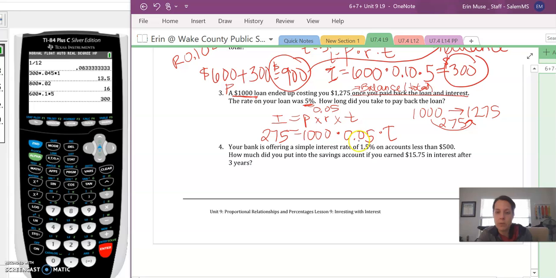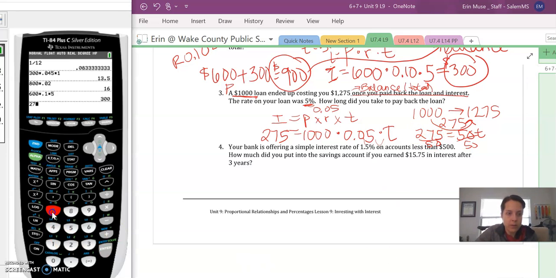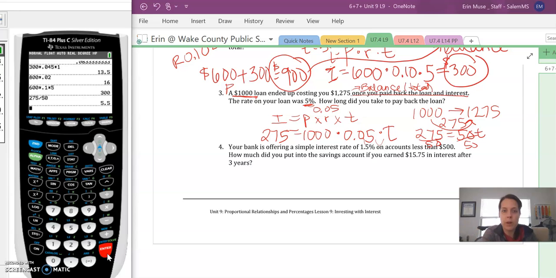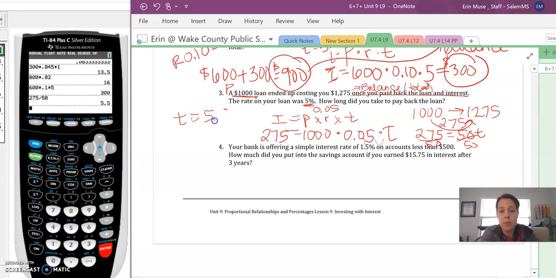From here, I would go ahead and multiply it out. So I'm going to do 1,000 times 0.05, which if I think about 1,000, that's just swooping the decimal 1, 2, 3 times. That would make it 50. So 275 equals 50t. Divide by 50. 275 divided by 50, and I get 5.5. So my time comes up as 5.5. You could say 5.5 years. If they said to convert it to years and months, it would be 5 years and 6 months.